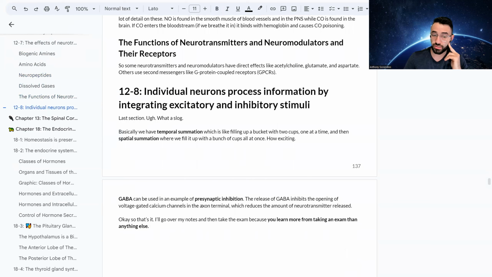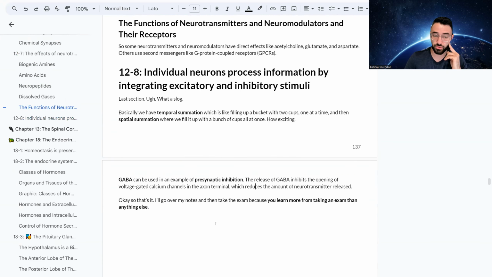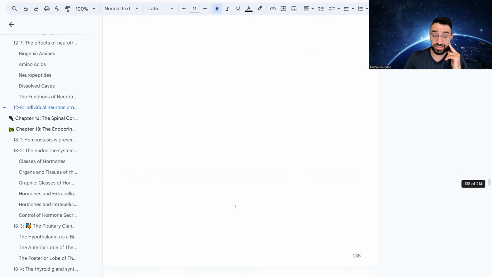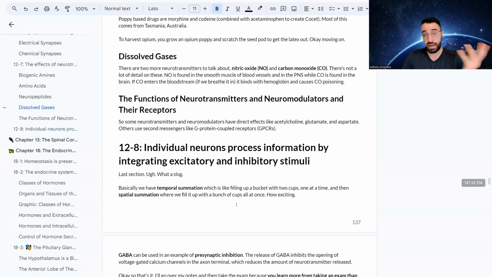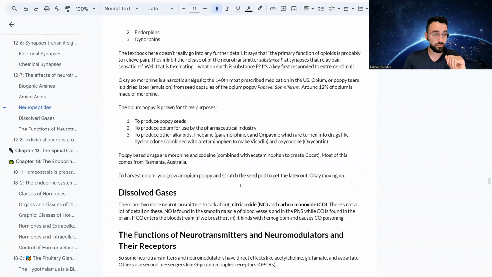GABA can be used in an example of something called presynaptic inhibition. So this opens up voltage-gated calcium channels, which can reduce the amount of neurotransmitter release. That's pretty interesting. Oh, it inhibits the opening. Okay, that makes sense because calcium kind of starts the whole thing. So that's it. That's chapter 12, kind of in a nutshell.